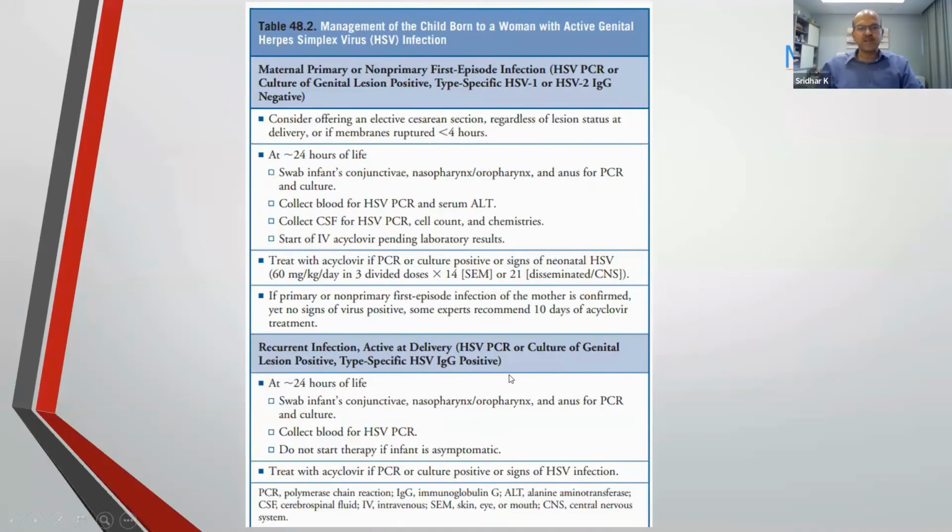If it's a recurrent infection, you don't consider CS, but you consider swabbing the infant and treat if symptoms or swab positive.